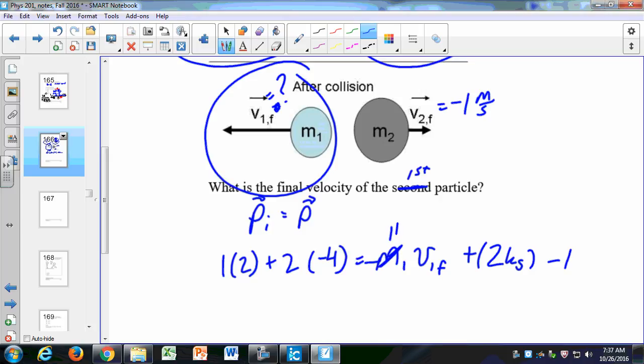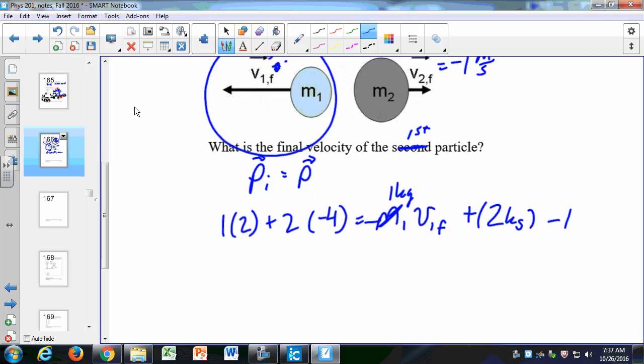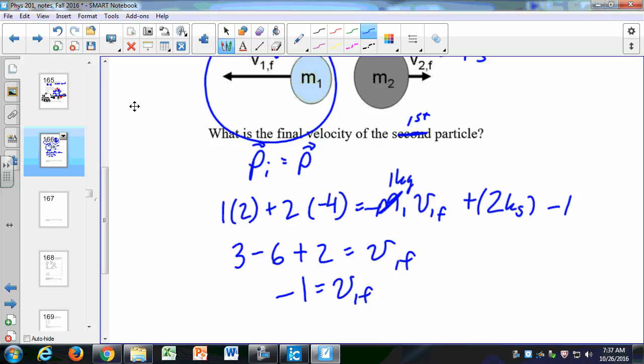m1 here is 1 kilogram. So that's 3 minus 6 plus 2 equals v1f. It's negative, y'all got -1, is that right? Y'all got -1 as well? Did I do that right? Yes, okay. Y'all good on the 1D problems?